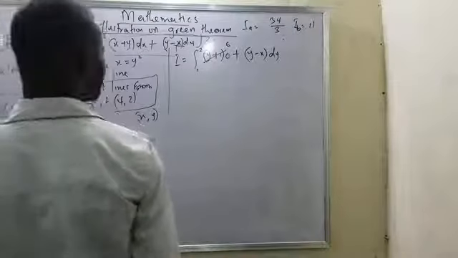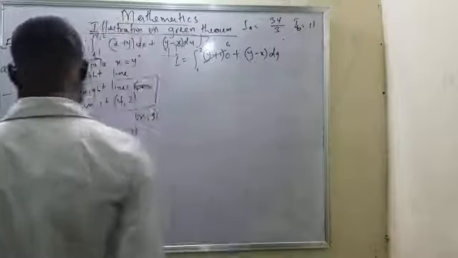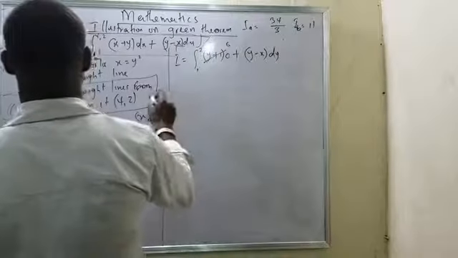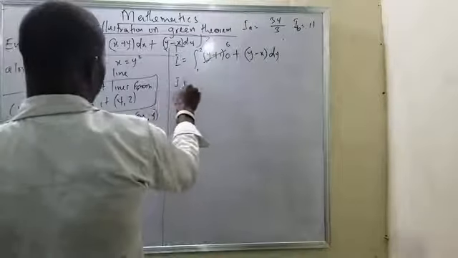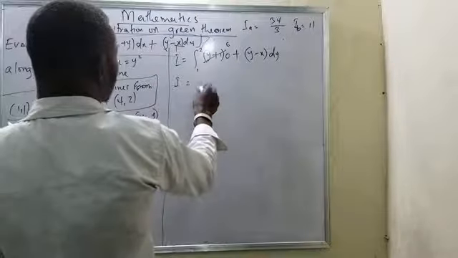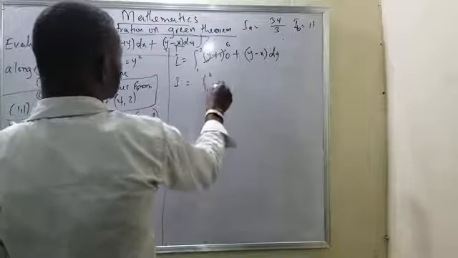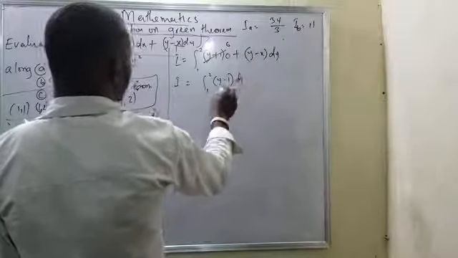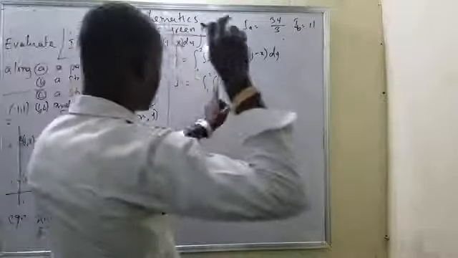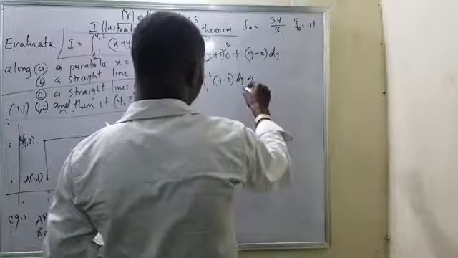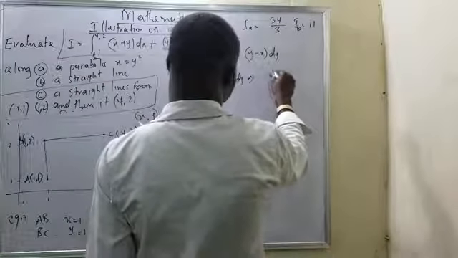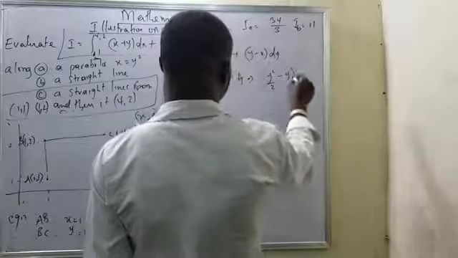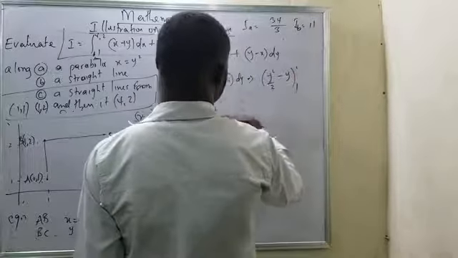It means I'll be having, what is my Y? My X is equal to 1. Okay, it means I'll be having I equals integral 1 to 2, Y minus 1 with respect to Y, which gives Y squared over 2 minus Y, evaluated from 1 to 2.